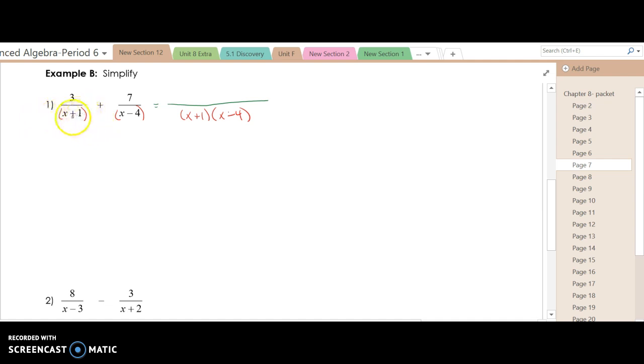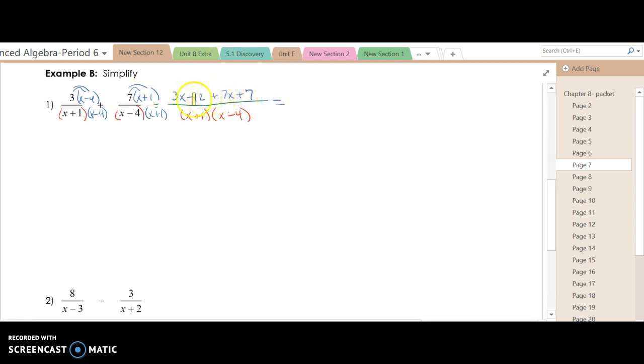So in this case, what do I have to multiply x plus 1 by to get this common denominator? I know I have to multiply by x minus 4. If I multiply the denominator by x minus 4, I multiply the numerator by x minus 4. So now I can distribute that and get 3x minus 12. Now here, what do I have to multiply x minus 4 by to get this common denominator? That would be x plus 1. Multiply the numerator by x plus 1, distribute, and I get plus 7x plus 7.